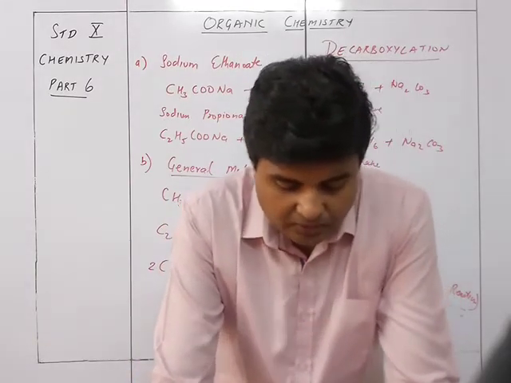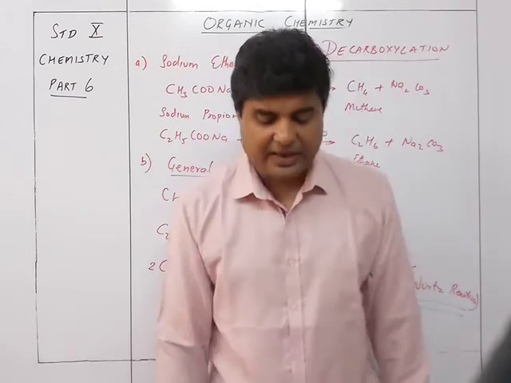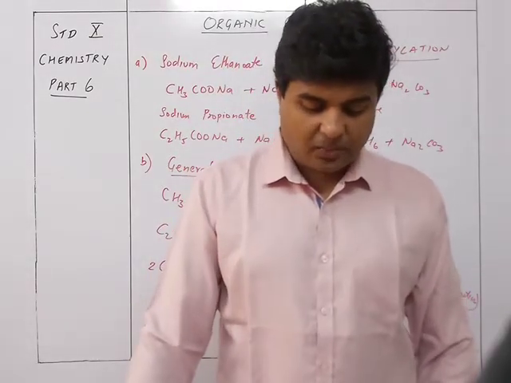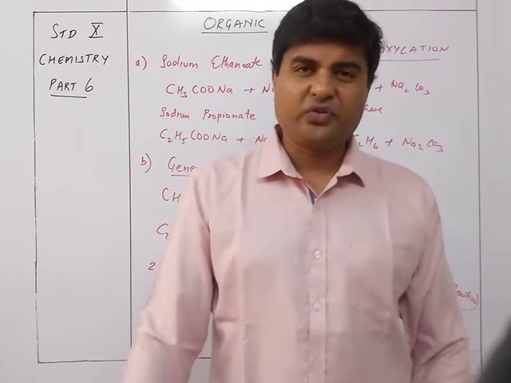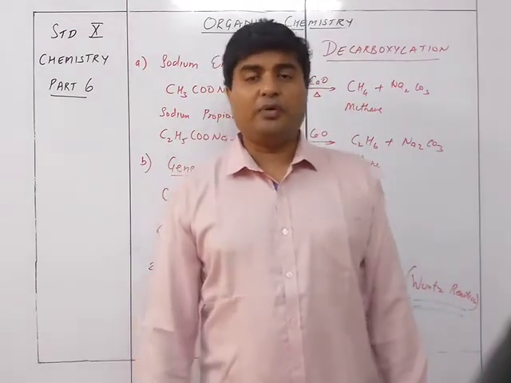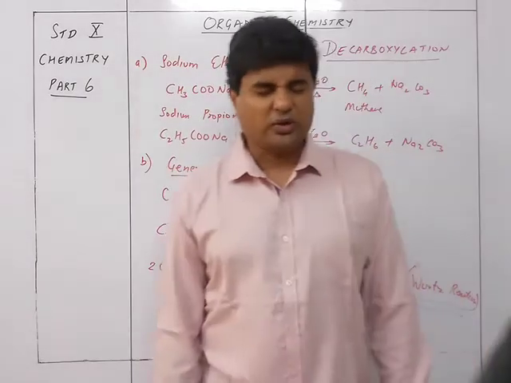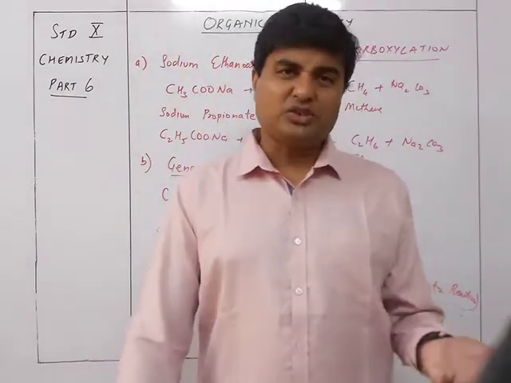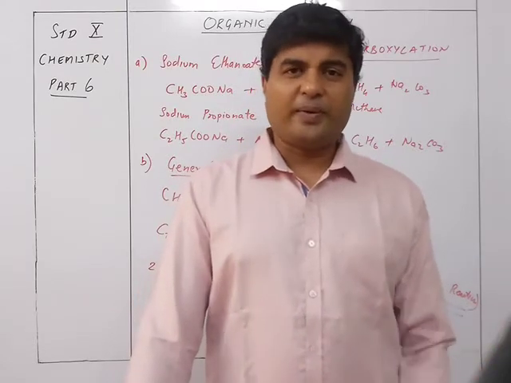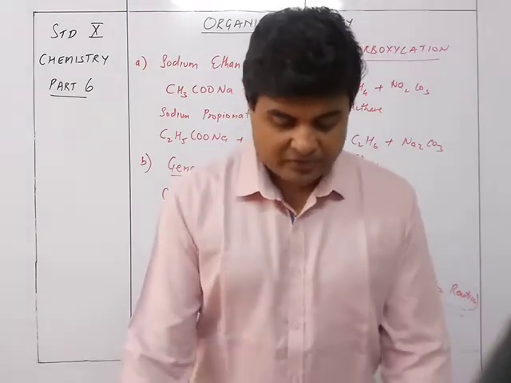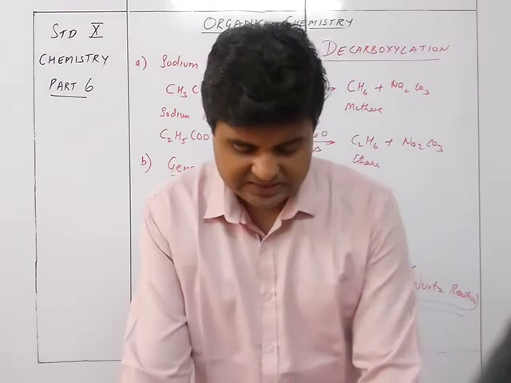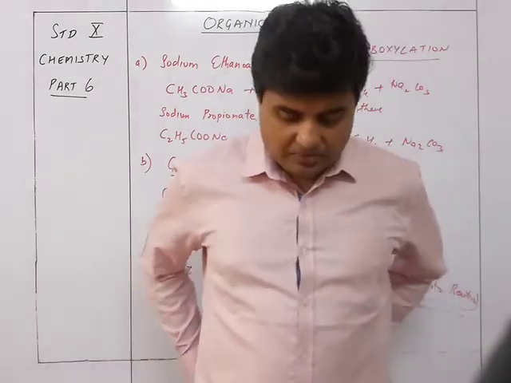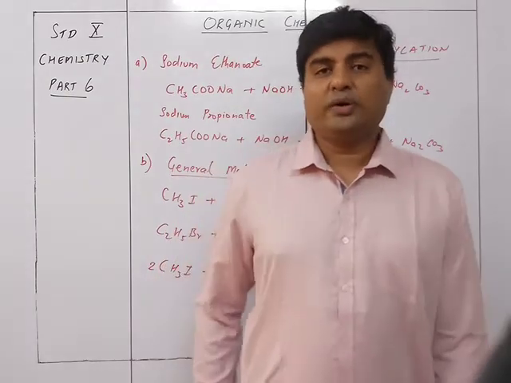Vapor density of methane and ethane. For methane, CH4, the molecular weight is 16 and the vapor density is 8, whereas for ethane the molecular weight is 30, so the vapor density is 15. We know that the molecular mass is 2 into the vapor density. So if the molecular mass is known to you, we can automatically find the vapor density as half of it. Since the molecular weight of methane is 16, the vapor density is 8. The molecular mass of ethane is 30, so it is 15.